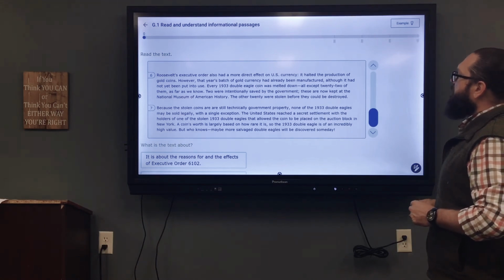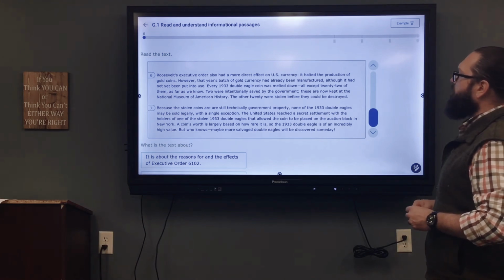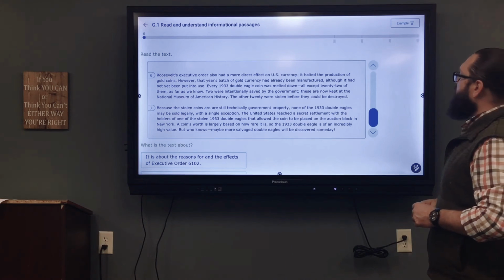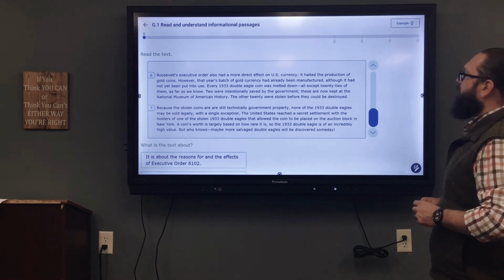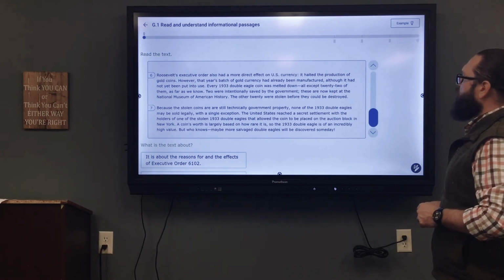Every 1933 double eagle coin was melted down, all except 22 of them as far as we know. 2 were intentionally saved by the government. These are now kept at the National Museum of American History. The other 20 were stolen before they could be destroyed.